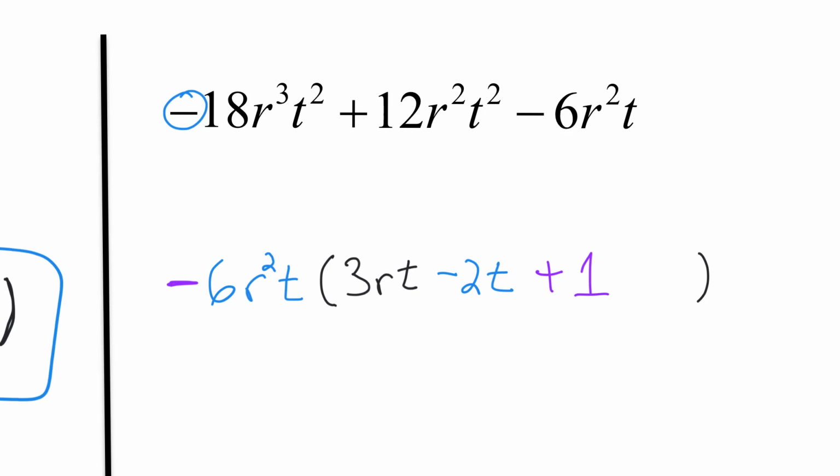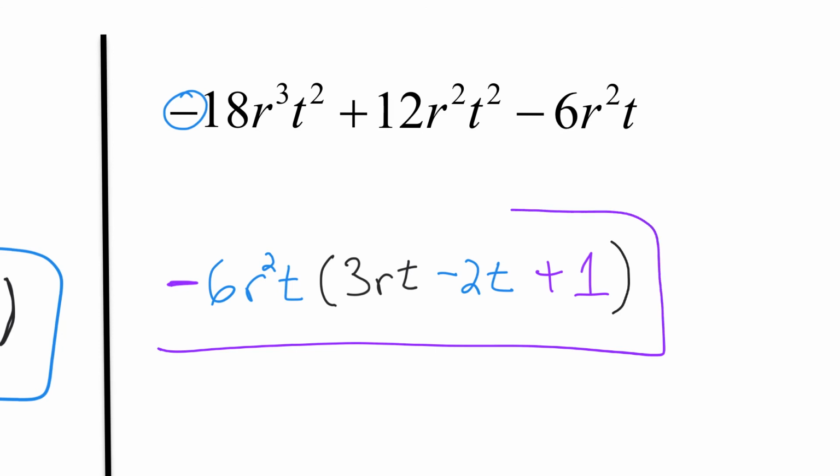So actually, my parentheses is a little bit big. Let me just close it, get it together, more closer to the 1. There it goes. That looks nicer. So my answer is this one. Negative 6 r squared t times the quantity of 3rt minus 2t plus 1.